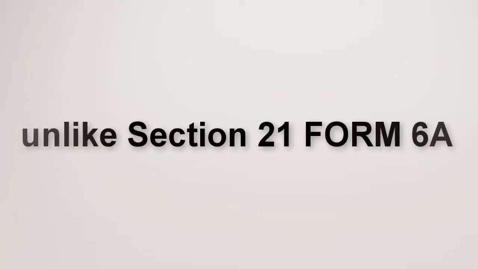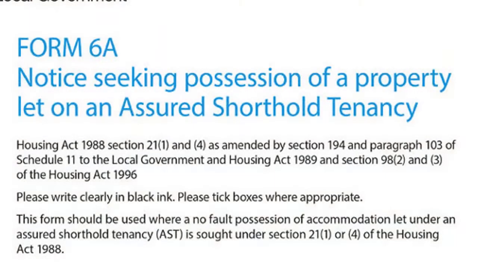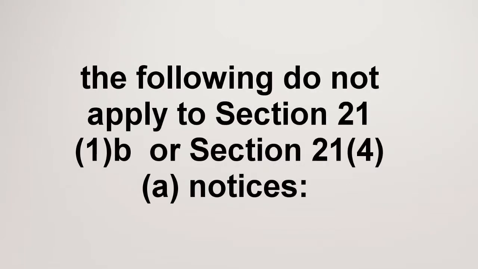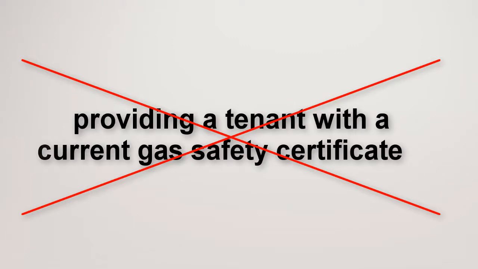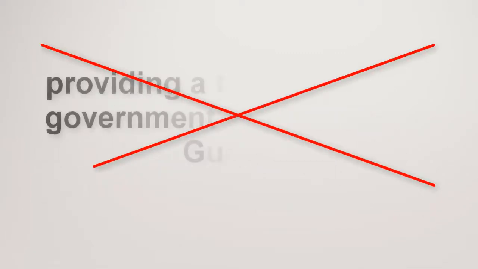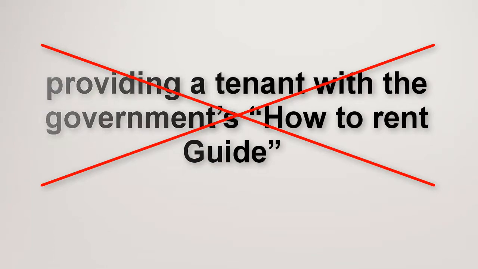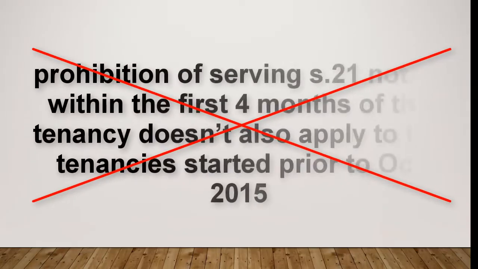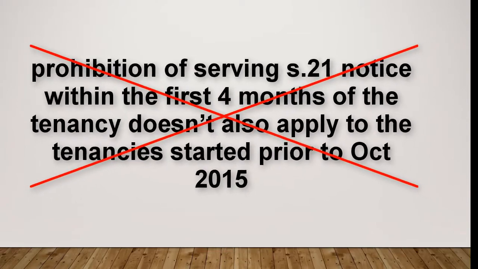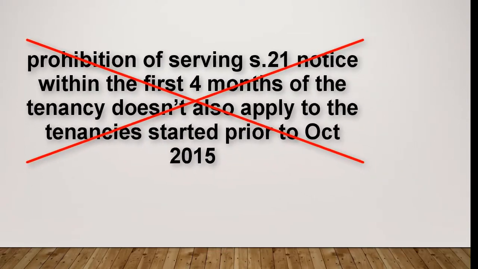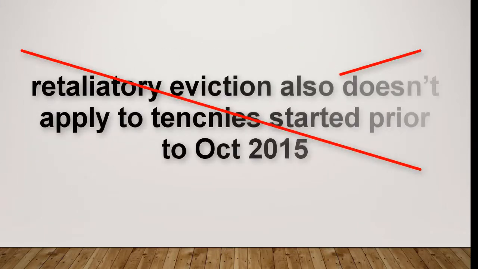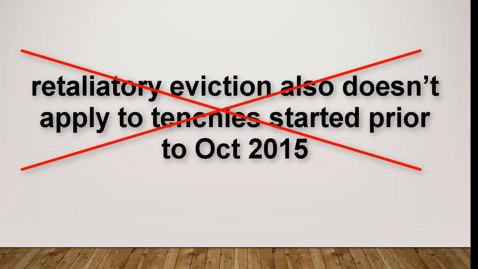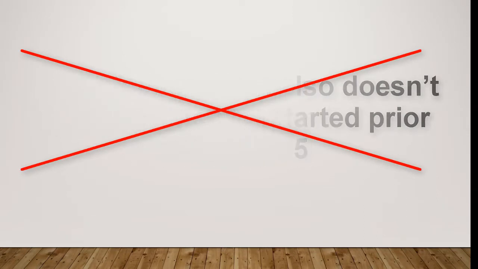However, unlike Section 21 Form 6A, the following do not apply to Section 21 1b or Section 21 4A notices: providing a tenant with a property energy performance certificate, providing a tenant with a current gas safety record for the property, providing a tenant with the government's how to rent guide. The prohibition of serving a Section 21 notice within the first 4 months of the tenancy also does not apply to tenancies started prior to October 2015. Retaliatory eviction also does not apply to tenancies started prior to October 2015.